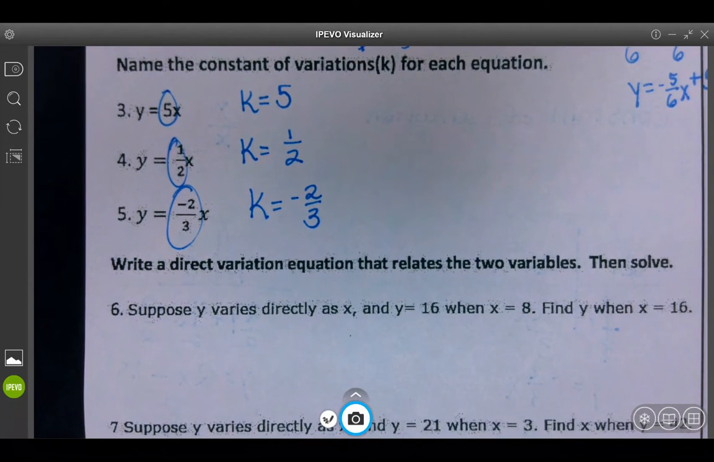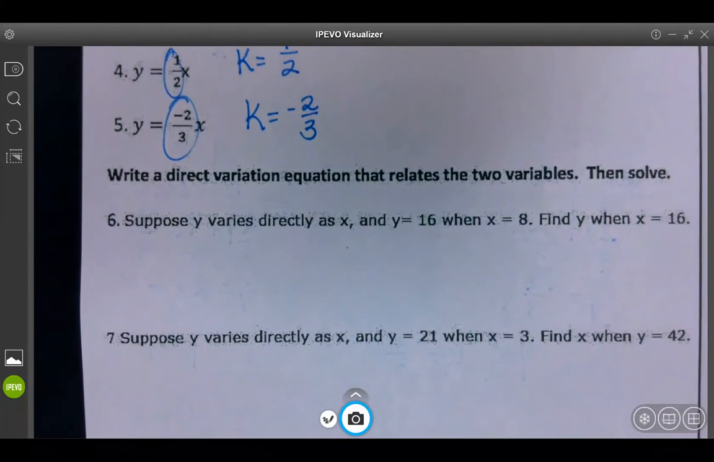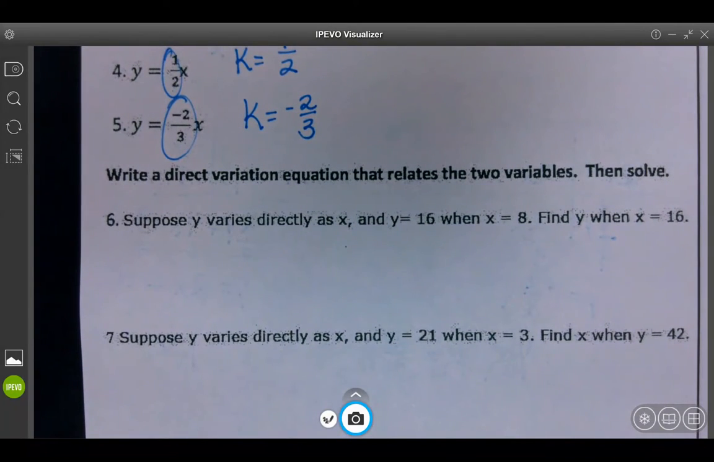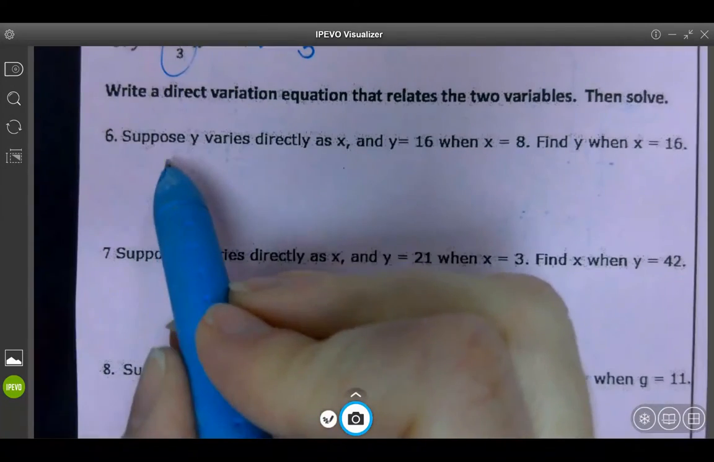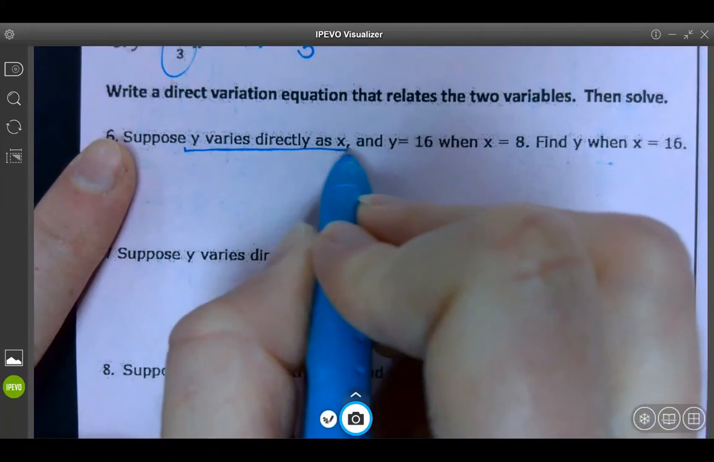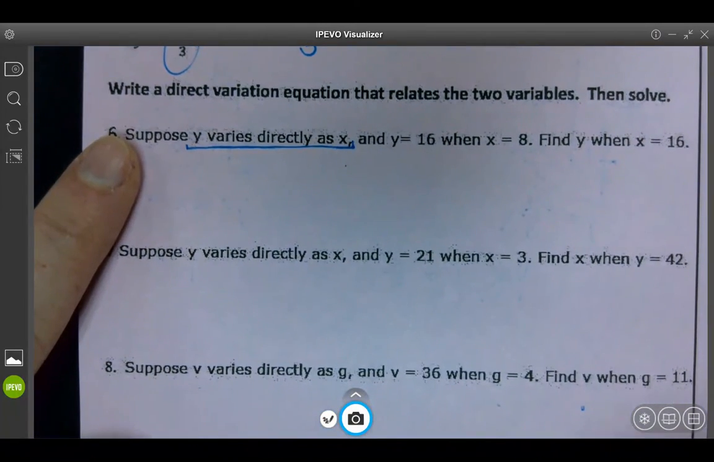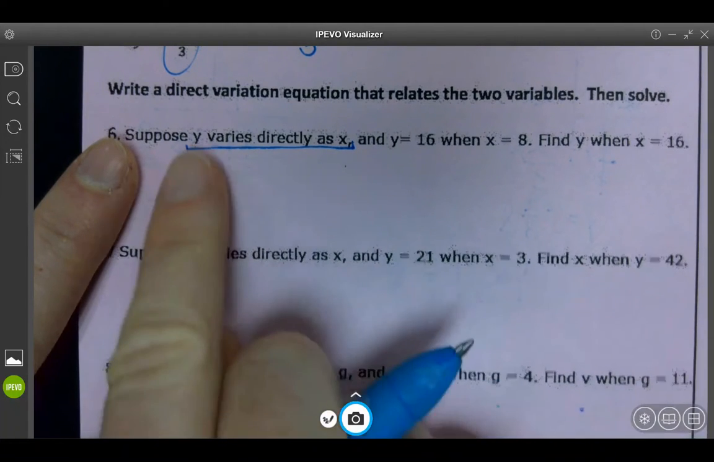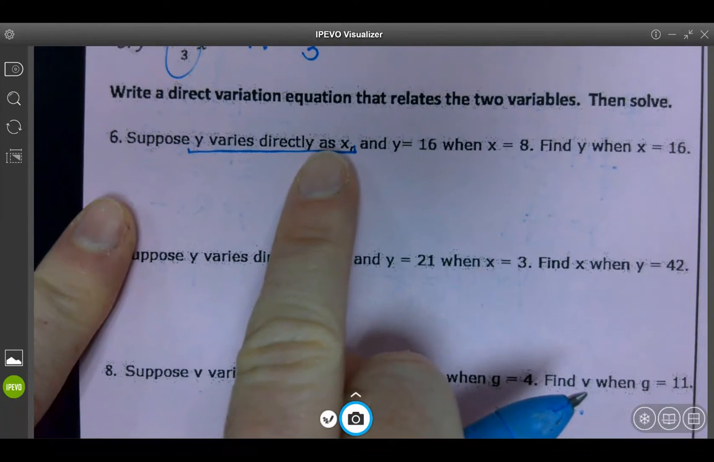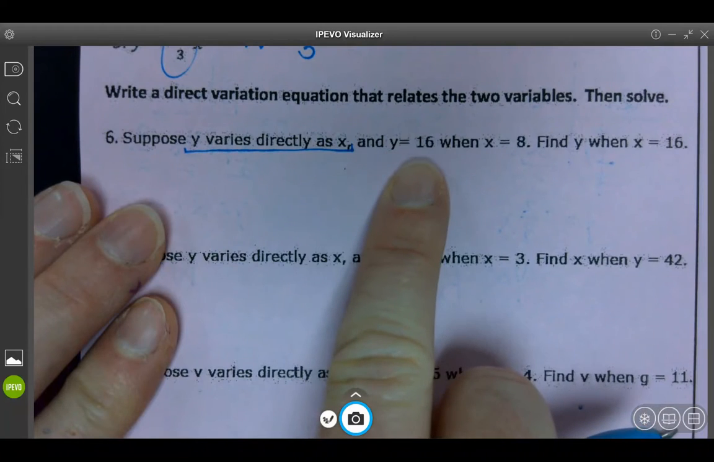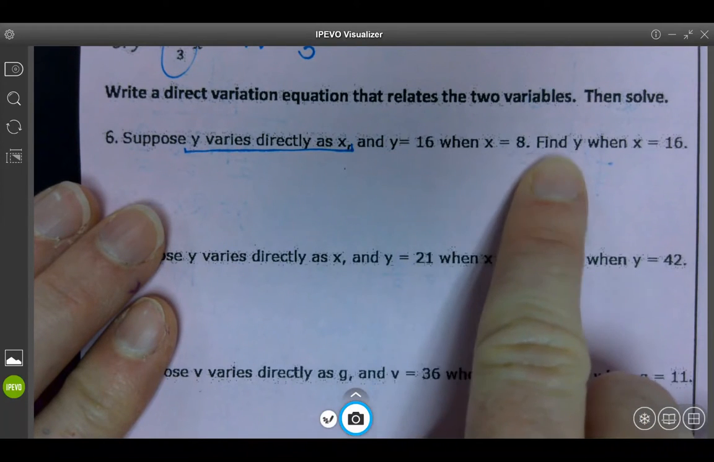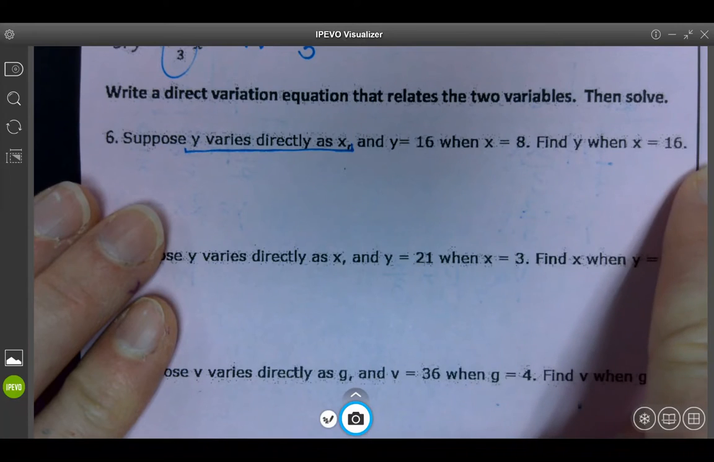All right, let's look at our direct variation problems. This will be similar to what you'll see on actual tests. So write a direct variation equation that relates the two variables. Suppose y varies directly as x. That means there's a direct variation. That's all that means. Anytime you see "suppose y varies directly as x," that just means you have a direct variation equation. Y equals 16 when x equals 8. Find y when x equals 16.